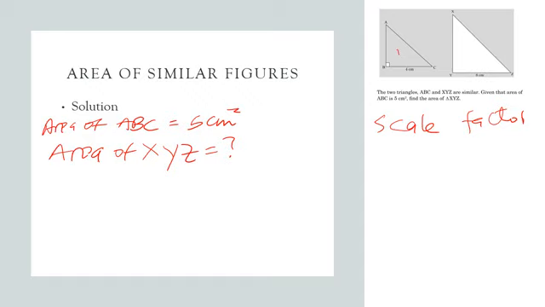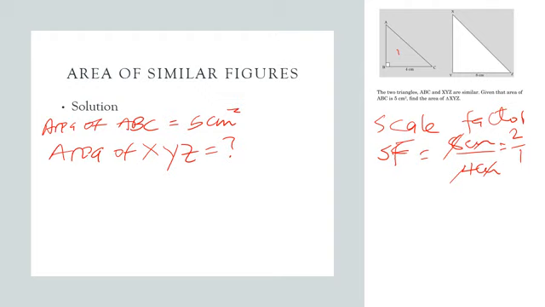So scale factor is the image divided by the object. In this case, our scale factor will be equal to our image, 8 centimeters, divided by 4 centimeters. So that will go to 2 over 1. That will be our scale factor. It's 2 to 1, or it's 2 over 1. All right. What about our area factor?